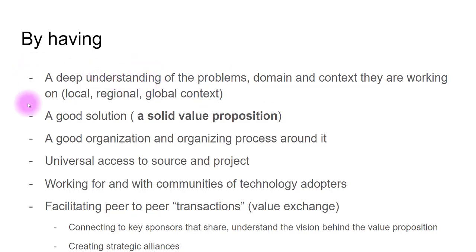But that's not enough. You also need to have a good solution, or a good path to a solution, a solid value proposition. You need to also have a good organization and organizing process around it. So you can have a nice value proposition, but if you don't have this, then you might fail. You need to, of course, provide universal access to the source and the project. I'm not saying just to dump it in GitHub. I'm saying also to enable access to people that don't have, for instance, internet literacy, or they are not very experienced with GitHub.